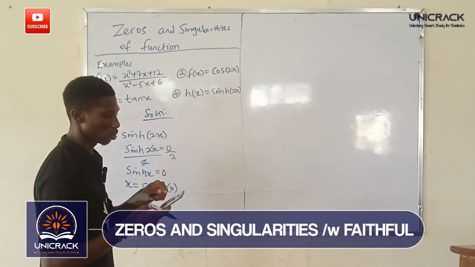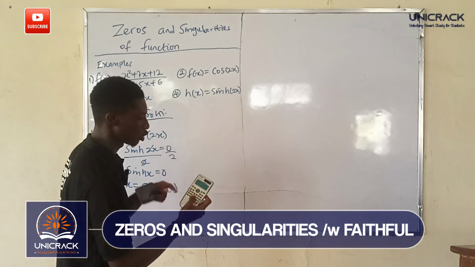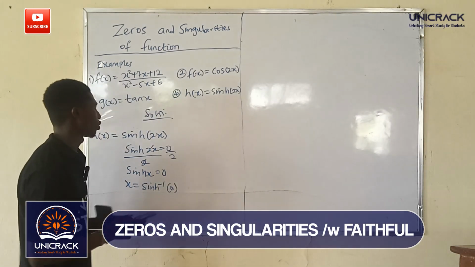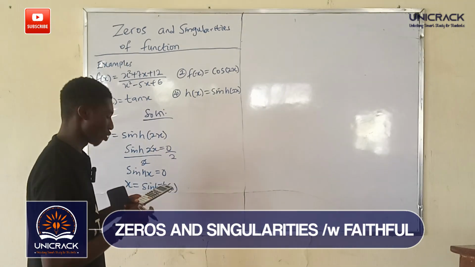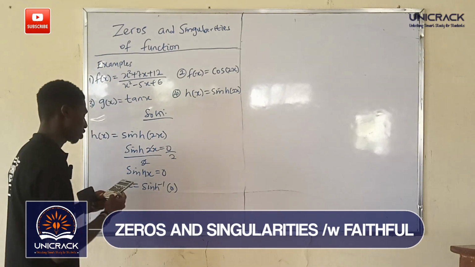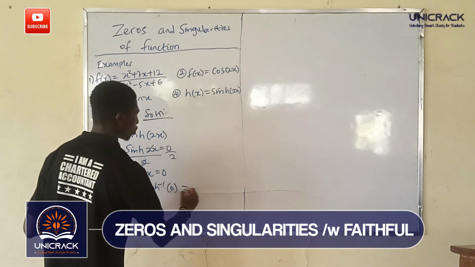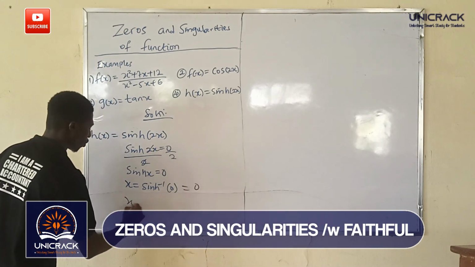So, on your Casio calculator, you only use your HYP. You go to number 4 and you see your hyperbolic sign. Just click on 4 and press 0 inside the bracket, and you see that your answer will be equal to what? 0. And therefore, x is equal to 0.